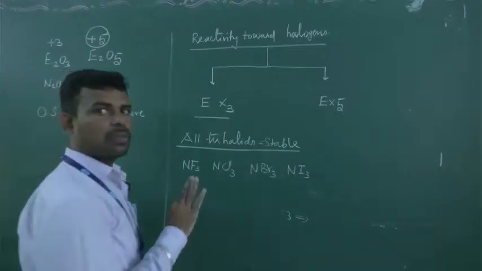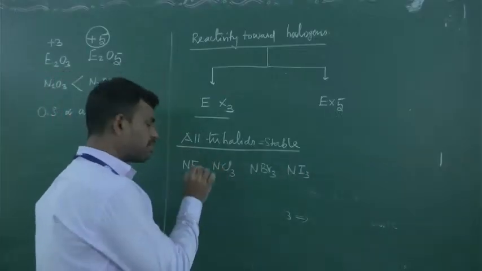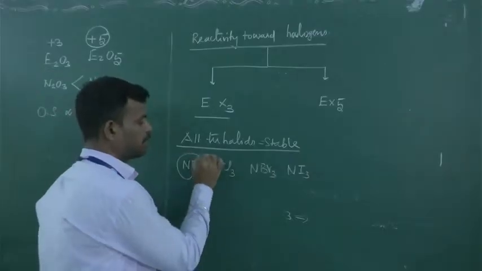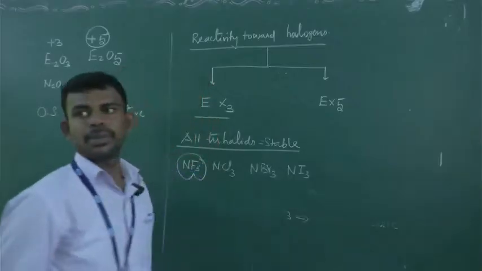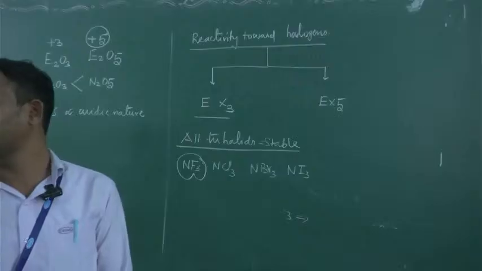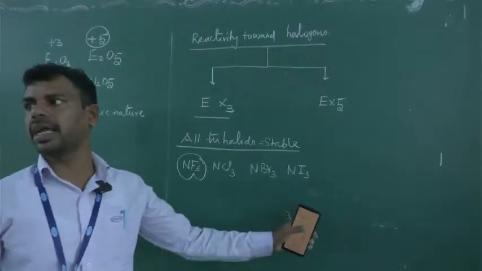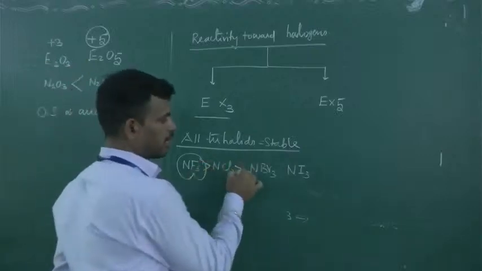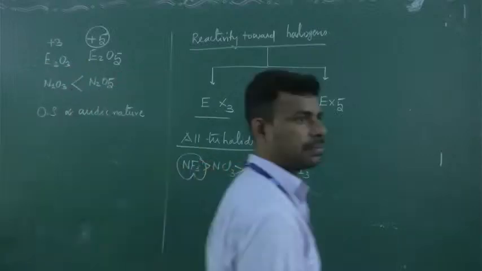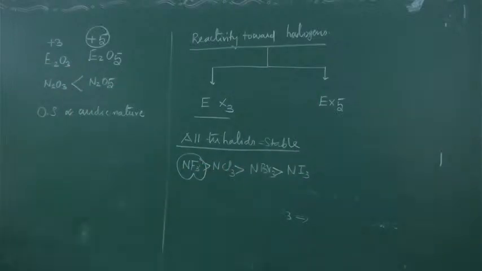Among these, which is more stable? NF3 is going to be relatively stable when compared to the others. NF3 is known, whereas NI3 is highly unstable. So in the stability order, NF3 is the most stable. Is it clear?